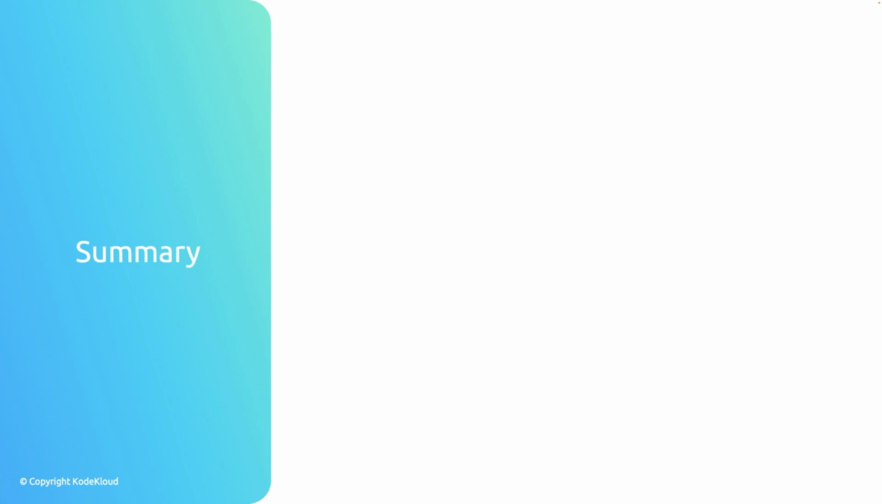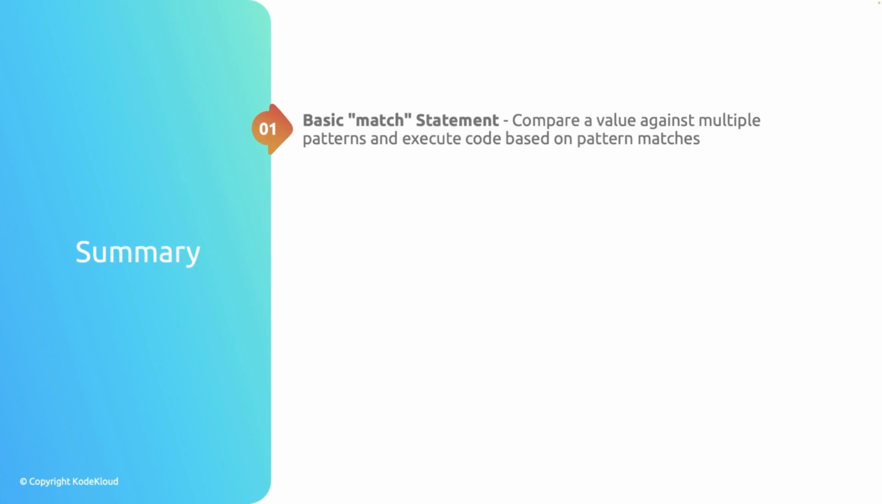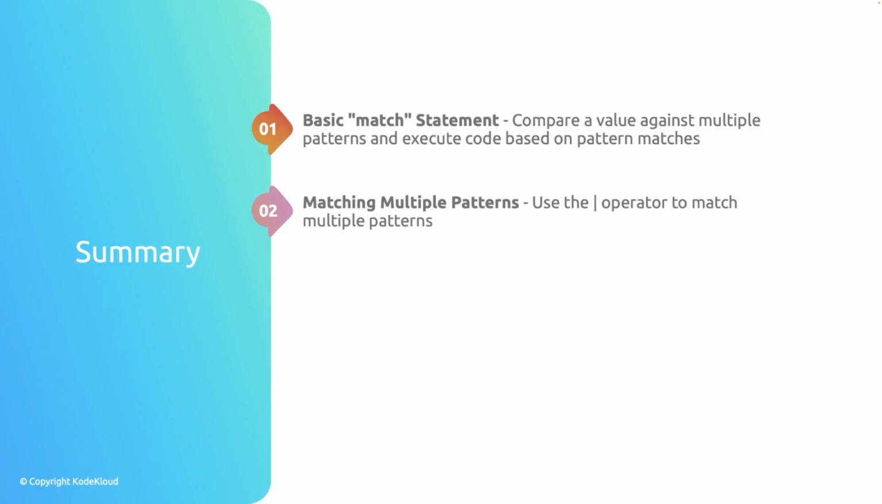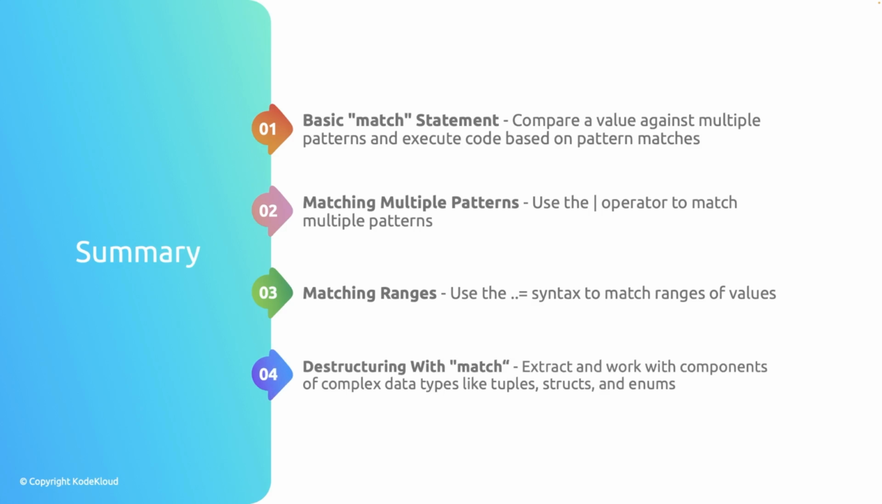Now, pattern matching with Rust provides a powerful and flexible way to control the flow of your programs. Here's a summary of what we've covered. First is the basic match statement, which compares a value against multiple patterns and executes code based on pattern matches. Then we have matching multiple patterns using the OR operator. We learned how to use ranges to match a range of values. Then you can also destructure with match, so you can extract and work with components like tuples, structs, and enums.